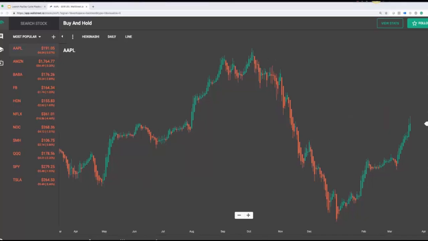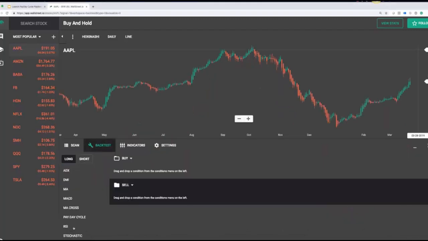All right. TJ asked how many indicators you got. Here's what we have: stochastics, RSI, payday cycle, moving average cross, MACD, moving average, DMI, and ADX, and we're constantly adding more. Boom. Walter says into the scan, yes, they're organized by the best by our rating system. You can absolutely test shorting.